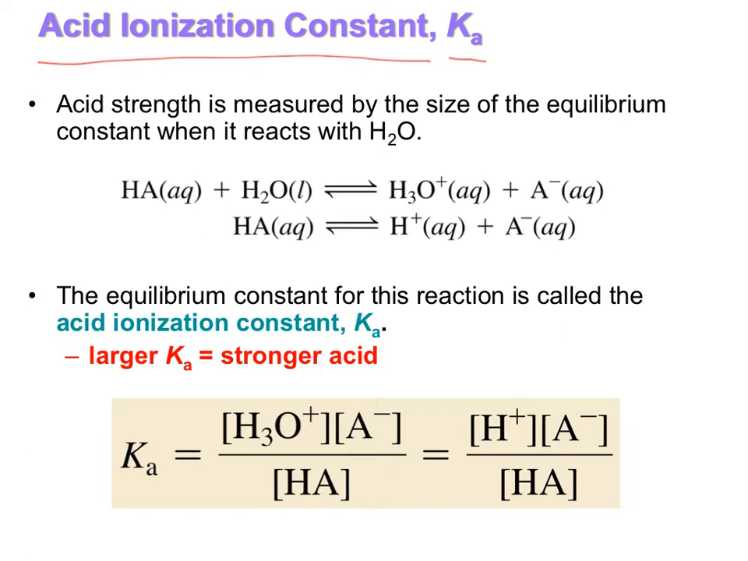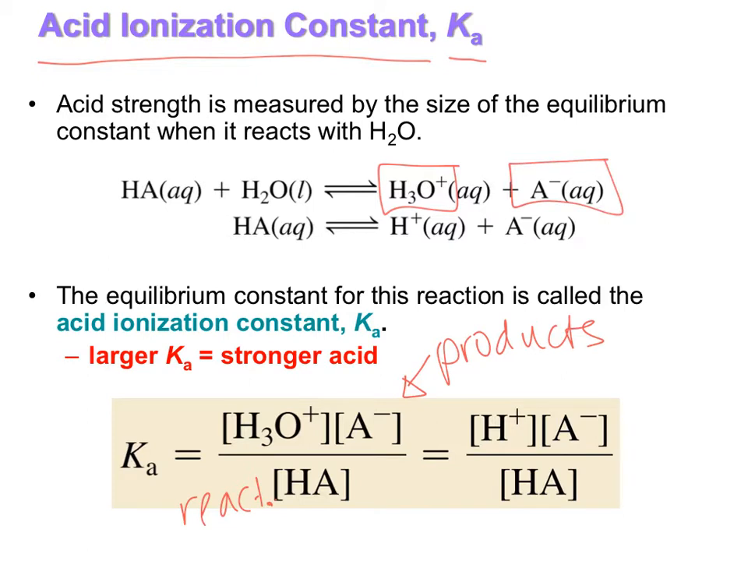We can measure how strong acids are based off of their Ka, because all a Ka is, like I said, is a setup for a Kc or a Qc. So we have the products divided by our reactants, right? Here we have our products, which are our hydronium and the conjugate base form of the acid. And for our reactants, obviously we have our acid.